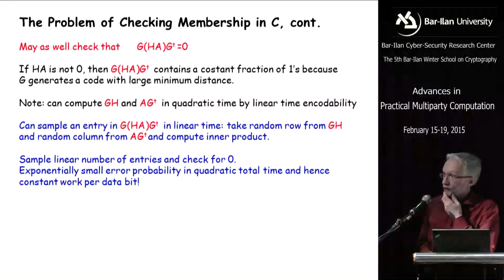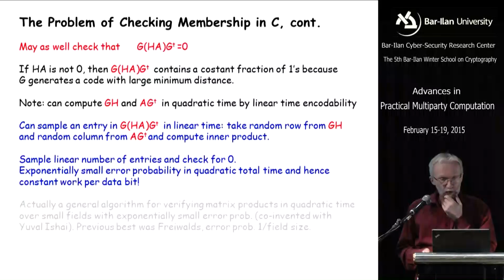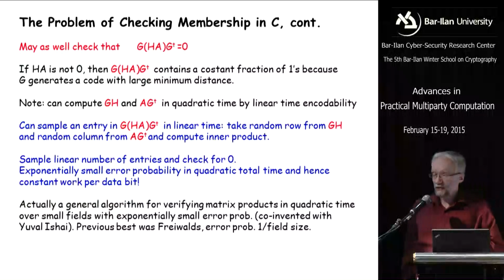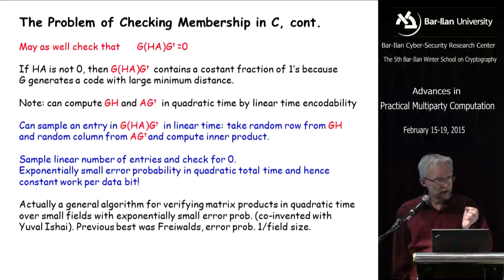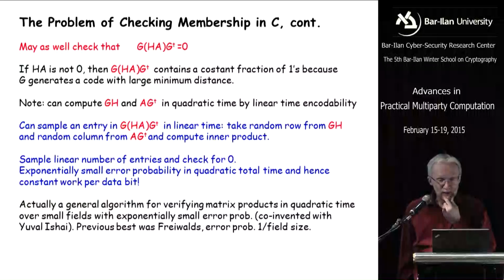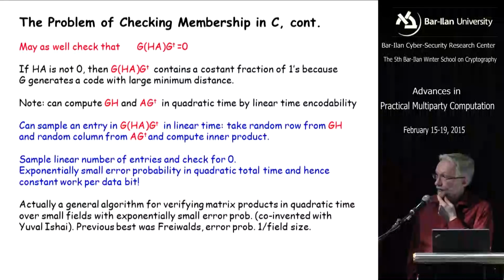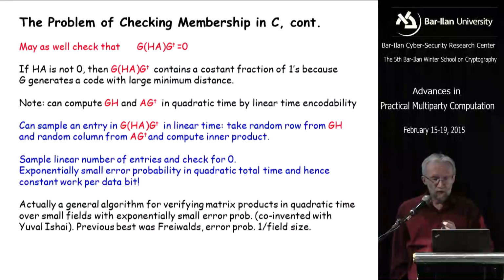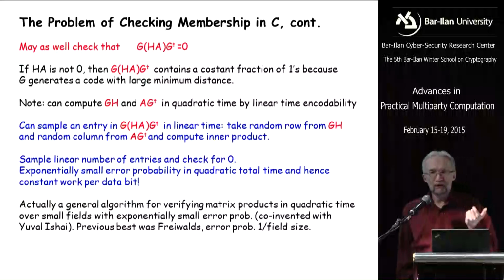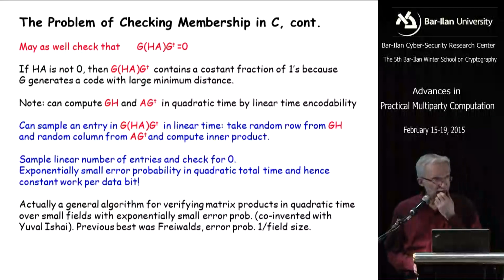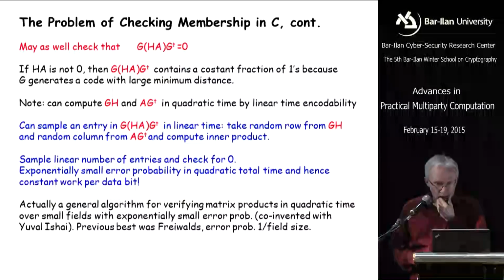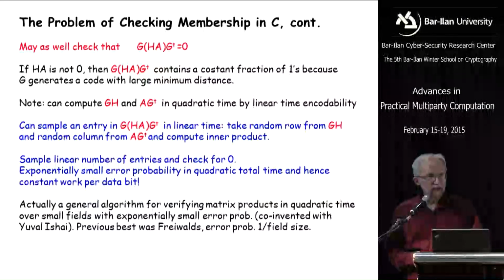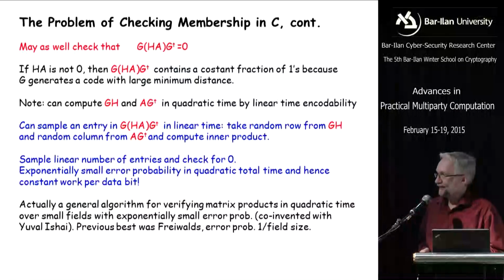So this is very nice. Now constant work per data bit. And also, if you think about it, this is really a general algorithm for verifying matrix products in quadratic time over small fields with exponentially small error probability. And in comparison, the best thing was a classic, very old algorithm by Freivalds, which gives you, in the same time, error probability 1 divided by field size, which is, of course, not impressive if the field size is 2. So for small fields, that's quite a substantial improvement. Okay, so this does what we want for checking membership of the code, so we can do the authentication check efficiently.